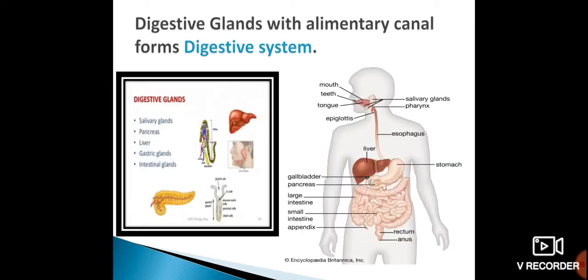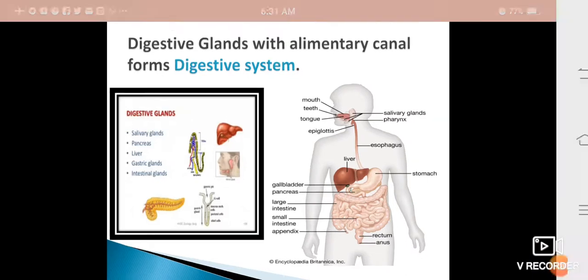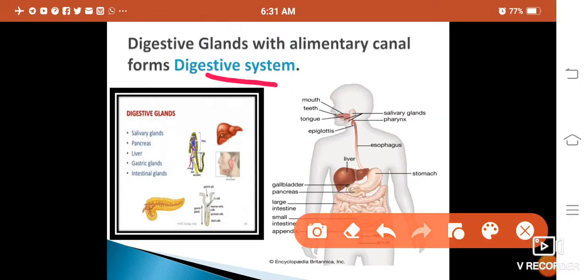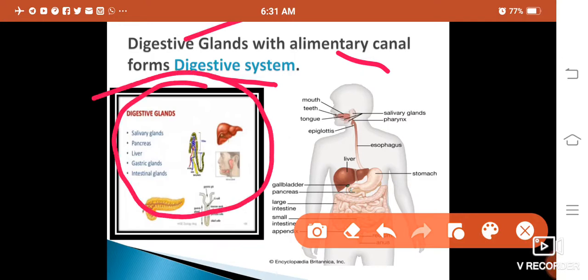Now, as I told you, the digestive system is a combination of the alimentary canal and digestive glands. These are some digestive glands in the human body which help in digestion. Like the salivary gland which provides saliva, the pancreas which secretes pancreatic juice, the liver which secretes a juice known as bile and stores it in the gallbladder. The gastric gland is present in the stomach and produces mucus, and the intestinal gland also produces digestive juice in the small intestine.